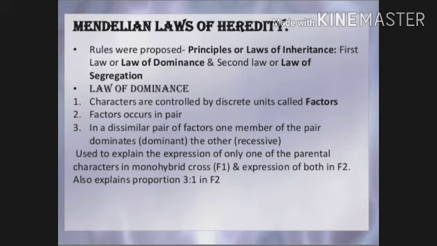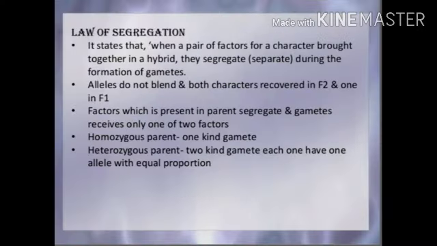First, characters are controlled by a discrete unit. That unit is known as the factor. And we know these factors are present in pairs. If these factors are in a dissimilar pair, then one member of the pair is dominant and the other is recessive. The dominant dominates over the other. It is used to explain the expression of only one of the parental characters in the monohybrid cross and the expression of both in the F2 generation. It also explains the 3:1 proportion in the F2.